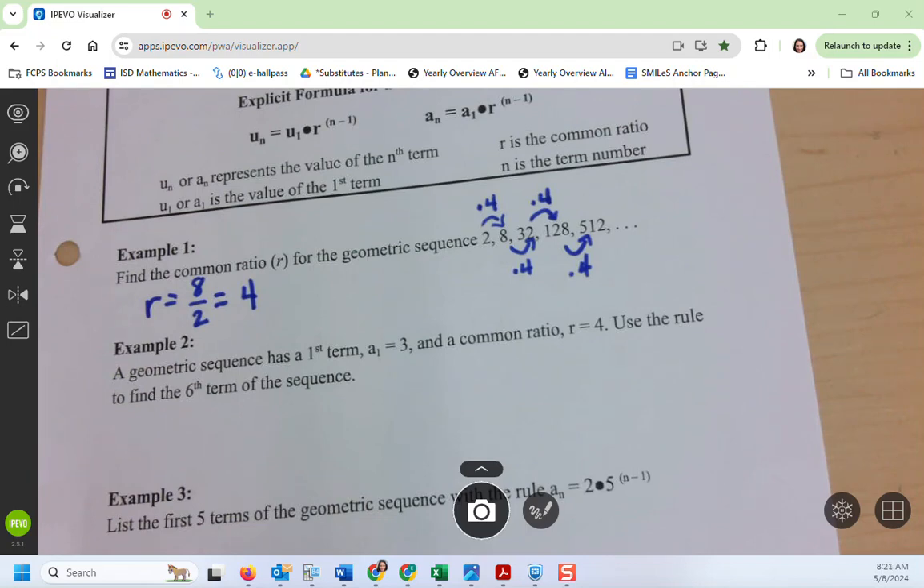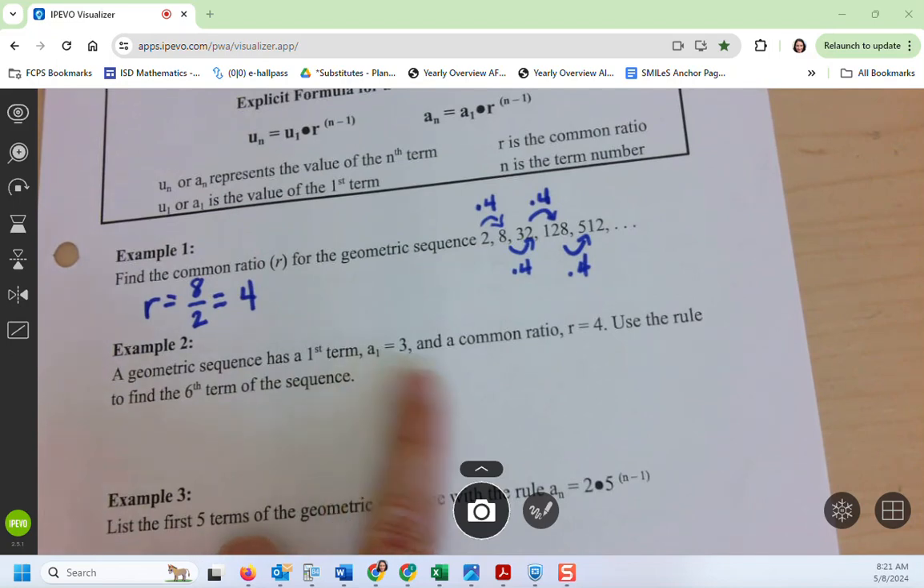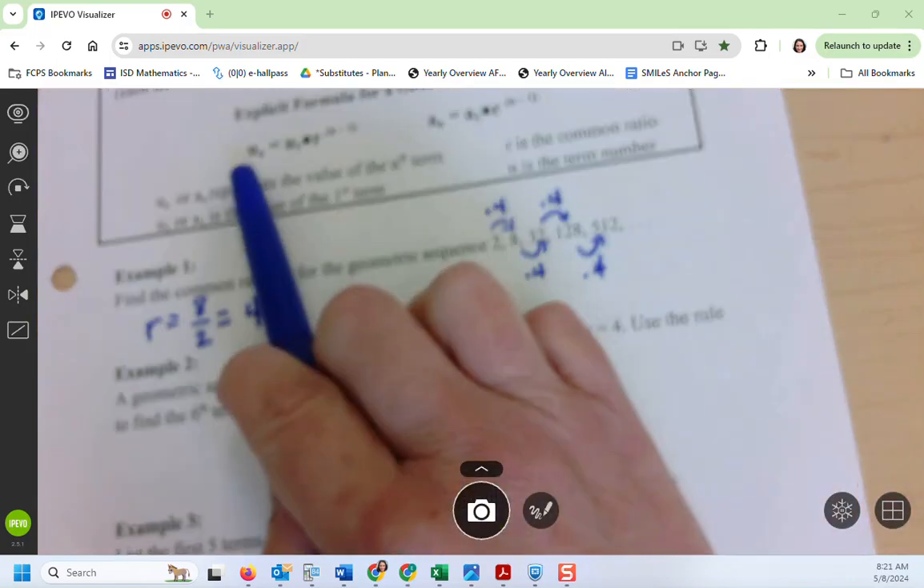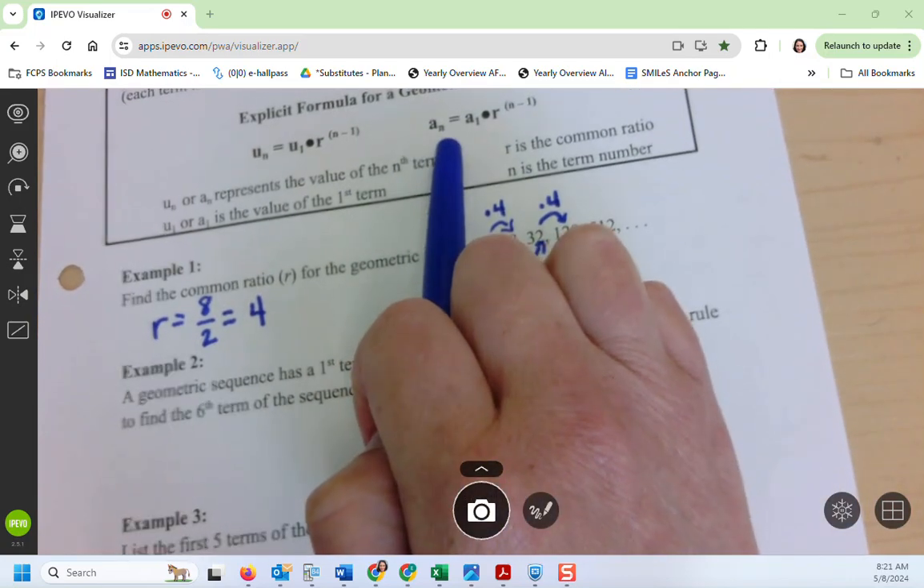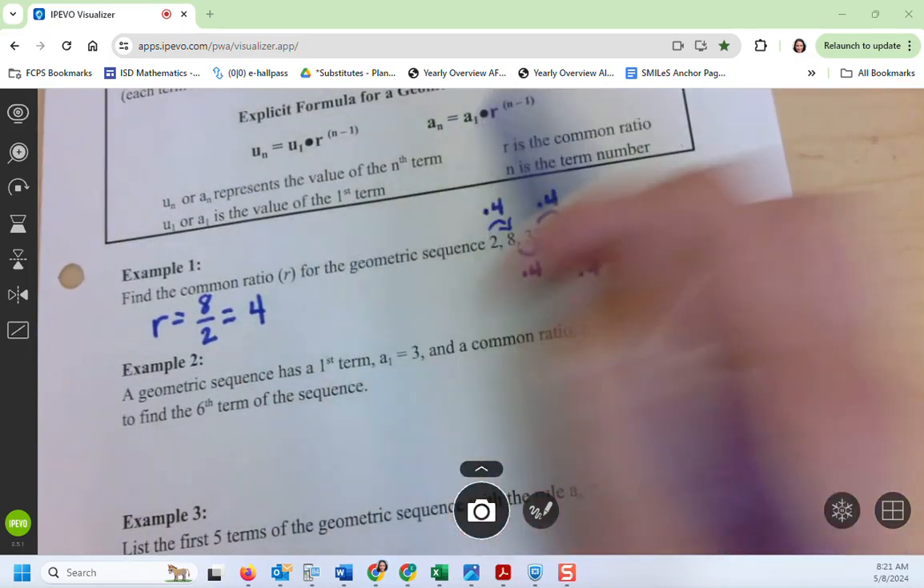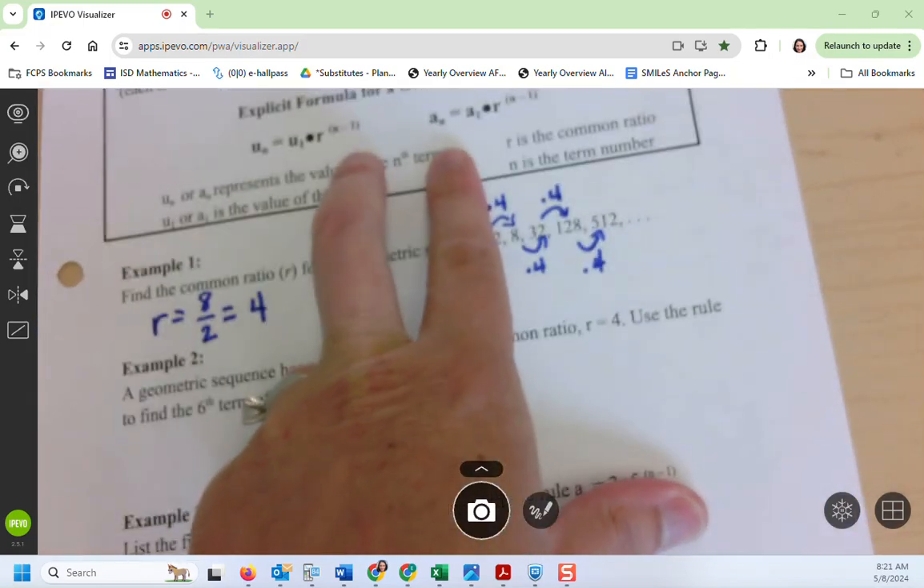All right, example 2 says a geometric sequence has a first term, a sub 1 equals 3, a common ratio, r equals 4, and it says use the rule to find the sixth term of the sequence. So let's go back now and look at these rules. We kind of skipped over them. This one starts with u sub n, and this one starts with a sub n. Besides switching the a for the u, is there anything else that's different in these two rules?